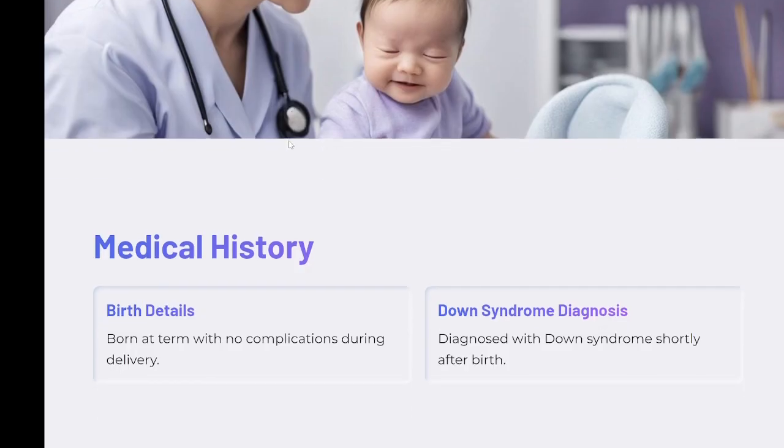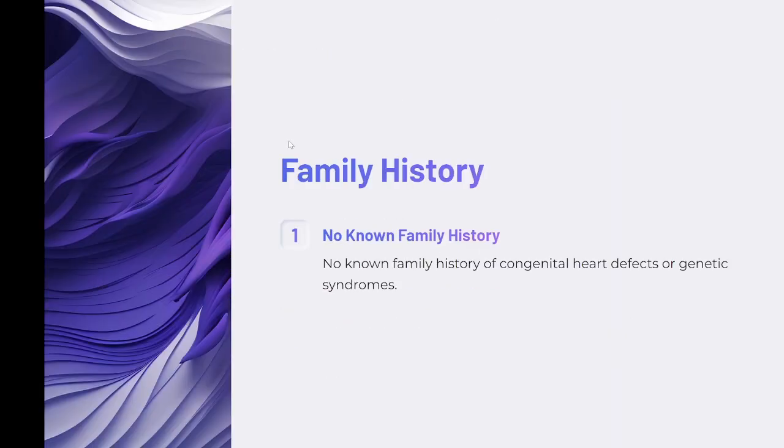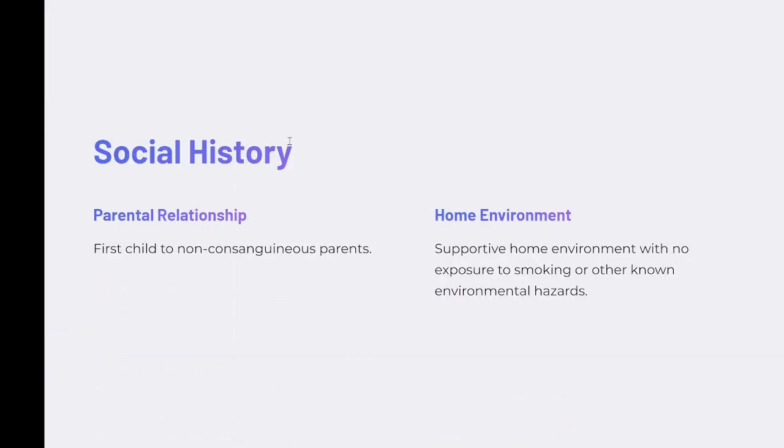Medical history. Born at term with no complications during delivery, diagnosed with Down syndrome shortly after birth. Family history. No known family history of congenital heart defects or genetic syndromes. Social history. First child to non-consanguineous parents. Home environment is supportive with no exposure to smoking or other known environmental hazards.